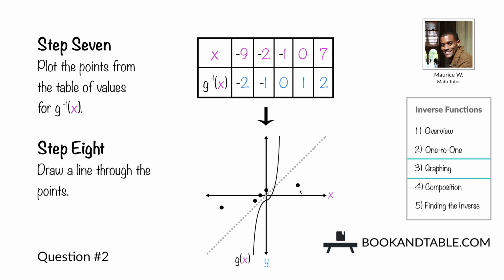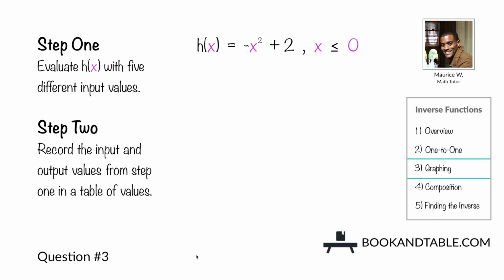And with these points, when we draw a line through them, we have the inverse function. And we see that our two functions are symmetrical across the line y is equal to x. So that is how we go about sketching g of x and its inverse function. Let's now have a look at question number 3.